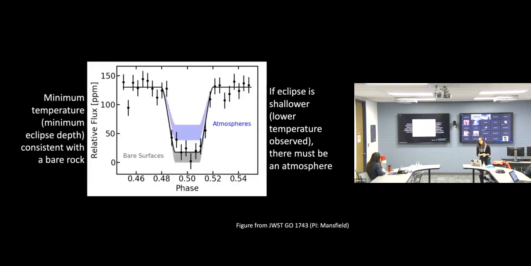All right, so combining all of this information, our working hypothesis for what you'd be able to see when you look at a rocky planet in secondary eclipse with JWST is that we expect bare rocks will be very hot, so there's a minimum temperature, or a minimum secondary eclipse depth, that will be consistent with a planet being a bare rock. And then if you observe a secondary eclipse depth that's significantly lower than that, you observe a lower temperature, then your planet must have an atmosphere.